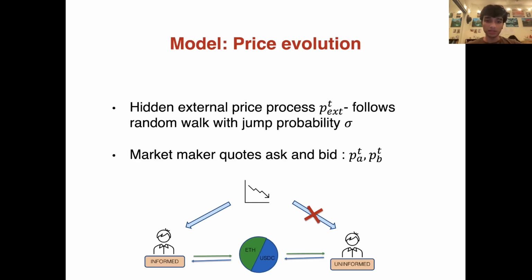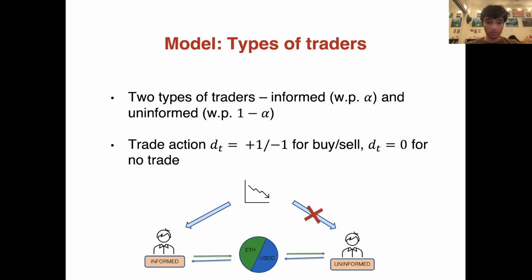Firstly, we assume that time is divided into discrete chunks, and in each chunk, the hidden external price process, P external, follows a random walk with jump probability, sigma. And in each time step, the market maker quotes an ask and a bid price, PA and PB. Market maker buys the asset at the bid price and sells it at the ask price. Also, in each time step, the two types of traders arrive with varying probabilities. The informed traders arrive with probability alpha, and the uninformed arrive with probability 1 minus alpha.